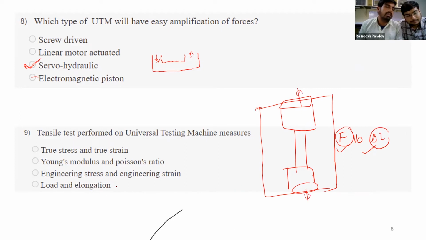On the basis of these values, load versus elongation, we are going to get all the other values like true strain, true stress, engineering stress, and Young's modulus or Poisson's ratio. All others are derived from these two fundamental properties that we get from the UTM machine, and that is load versus elongation. So the correct answer is the fourth option. Okay, so let us move to the next question.